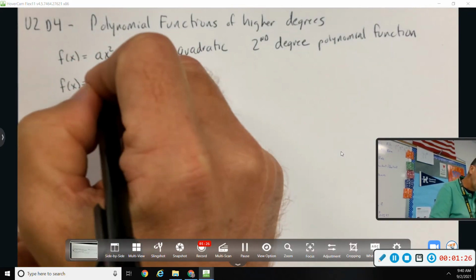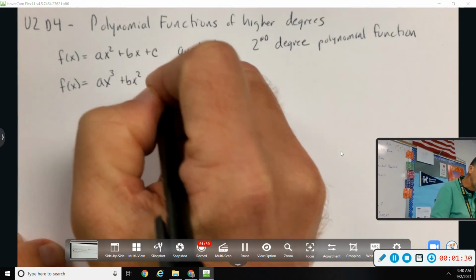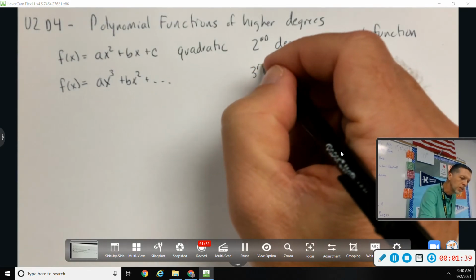What if we had ax cubed plus bx squared plus, we just go dot dot dot, because it doesn't matter after that in terms of what the degree is. That's a third degree polynomial function.